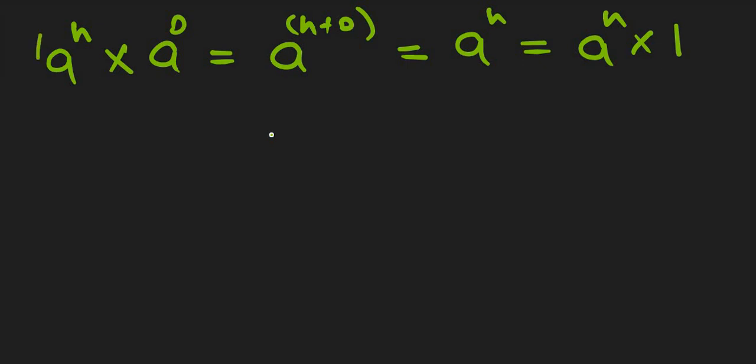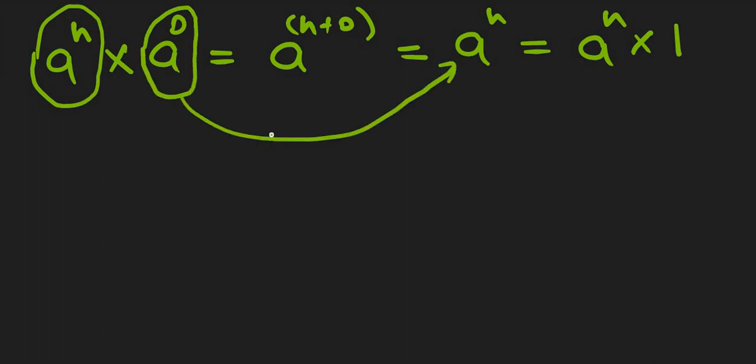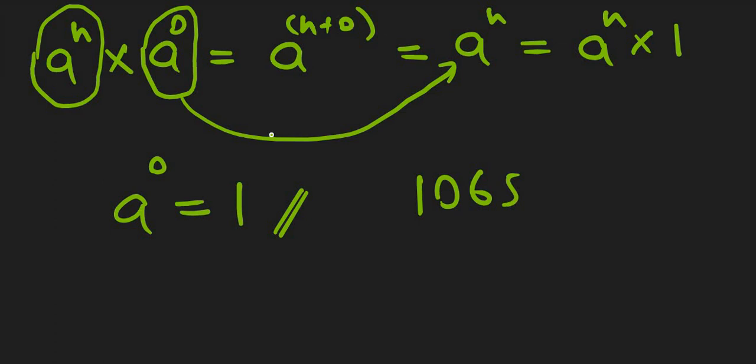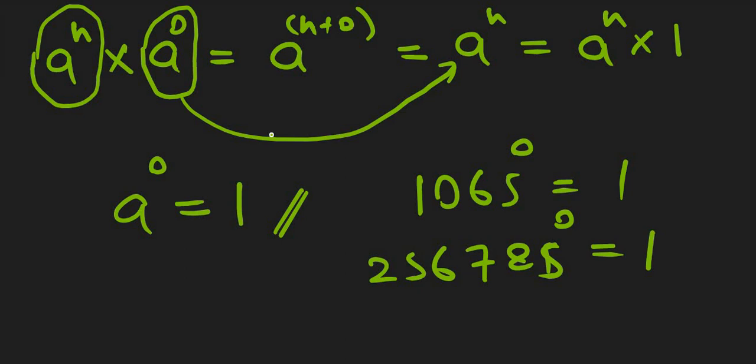Therefore, same thing has happened here. A to the power n has been multiplied by 1. Therefore, we have got a to the power n. Therefore, a to the power 0 is 1. Similarly, any number, let's say 1065 to the power of 0 is 1. 256,785 to the power of 0 is also 1.